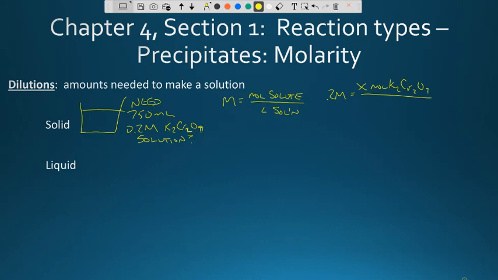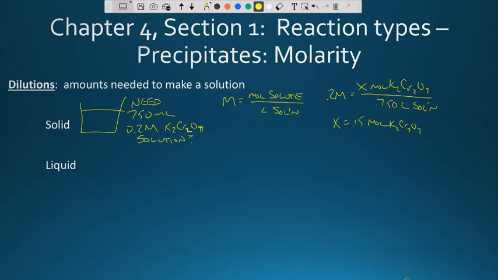And I'm given my liters of solution already. Be careful, this is 0.750 liters of solution. You can't say 750 because that's milliliters, isn't it? So let's solve for X. I multiply both sides by my 0.75. I end up with X equals 0.15 moles of potassium dichromate.